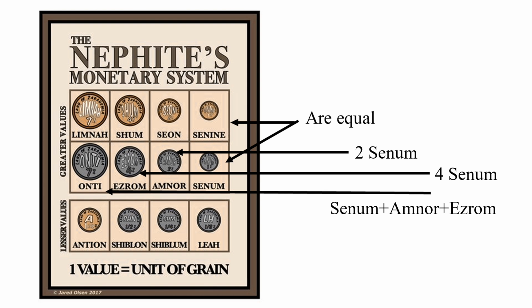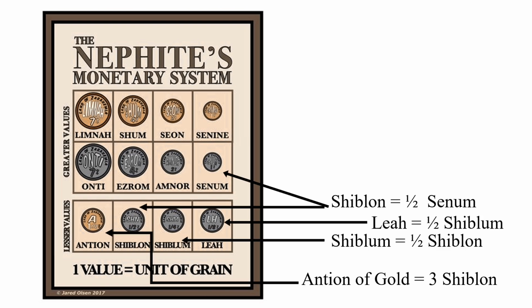And then you got the lesser values down here at the bottom. A shiblon is equal to 1/2 of a senum. So you're moving to the lower and the higher. So again, a shiblon equals 1/2 of a senum. And then a shiblum equals 1/2 of a shiblon. And then a leah equals 1/2 of a shiblum. And then an antion of gold equals 3 shiblons. So that's your monetary system.